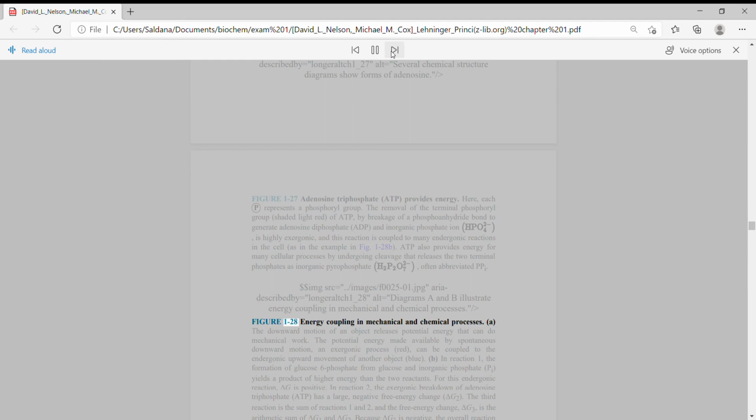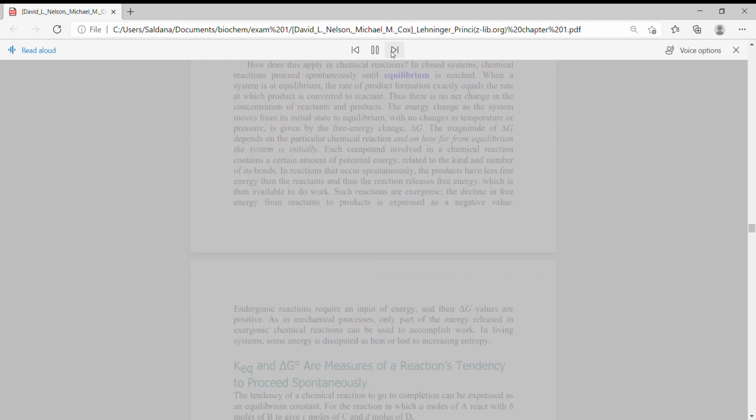Figure 1. How does this apply in chemical reactions? In closed systems, chemical reactions proceed spontaneously until equilibrium is reached. When a system is at equilibrium, the rate of product formation exactly equals the rate at which product is converted to reactant. Thus there is no net change in the concentration of reactants and products.